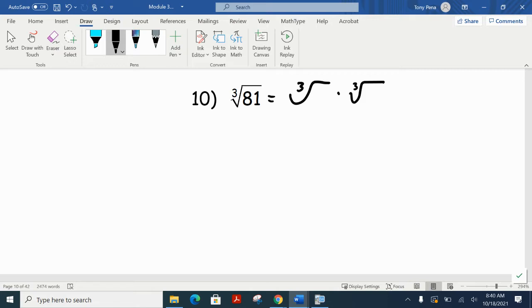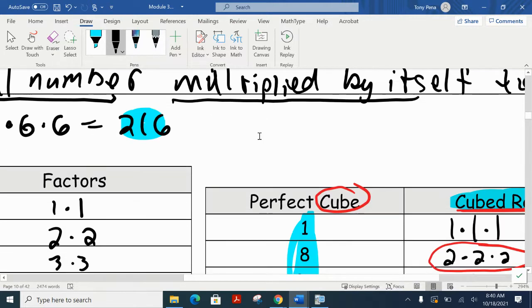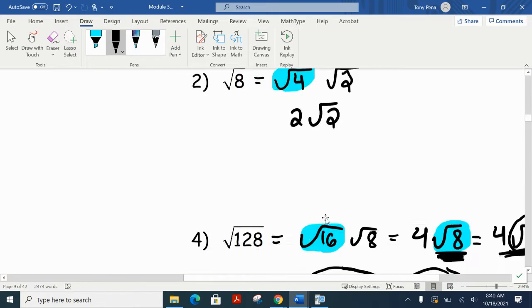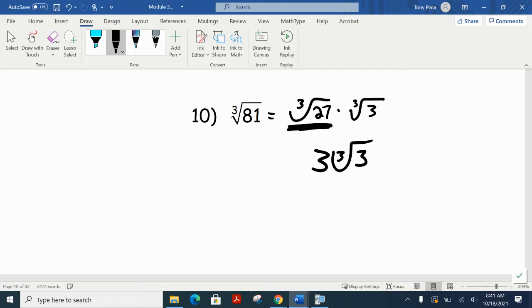Have you come up with it yet, Armando? 27. Good. 27 is in that table, and 27 times what, Armando? 3. All right. So 27, and again, the reason he chose 27, if I go to my cube roots, here is 27. And 27 is a perfect cube of what number, Armando? 3. So that is why when we write it like that, if I ask you what is the cube root of 27, you're going to put a 3, because it's asking what did we cube to get 27, and it would have been a 3. And then the other one just remains cube root of 3. All right.